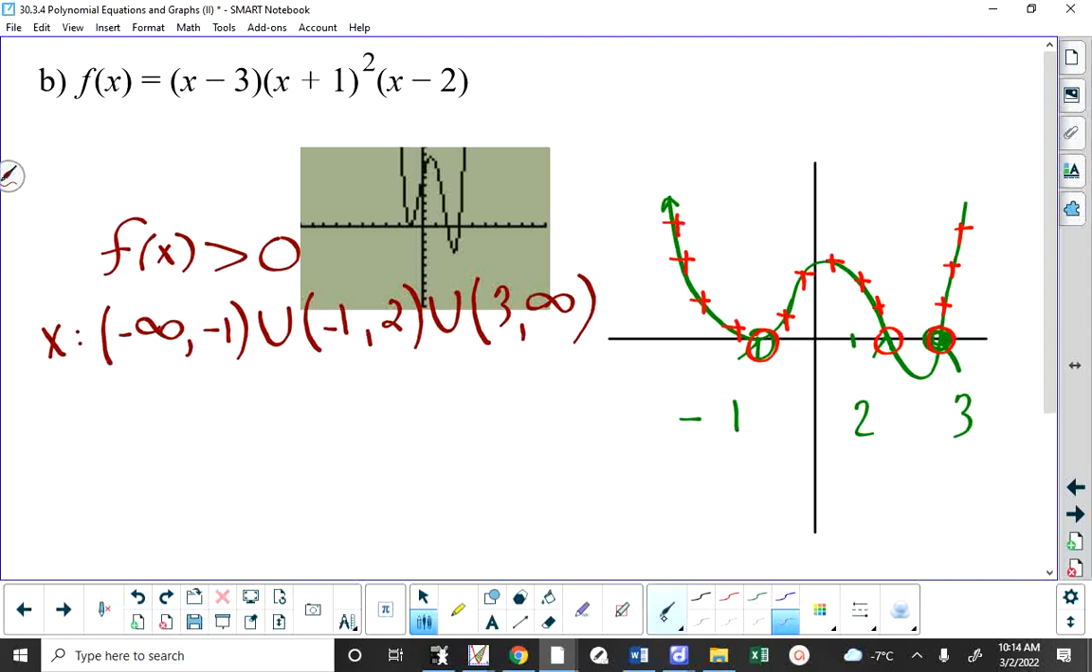Where is f of x negative? Well, it's negative everywhere else. Well, not everywhere else, everywhere else except for the x-intercepts. So it's negative in here. That's the only place where the graph is below the x-axis, which means it's the only place where y is negative or f of x is negative. So from 2 to 3 using that interval notation.